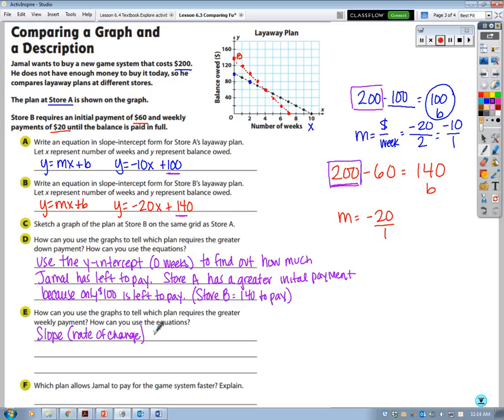So store B, this tells us that store B has a greater weekly payment. And that weekly payment is $20 per week, right? As opposed to store A, which is $10.